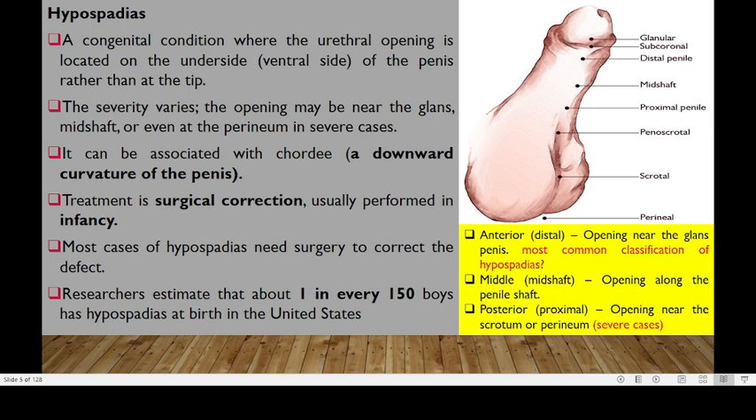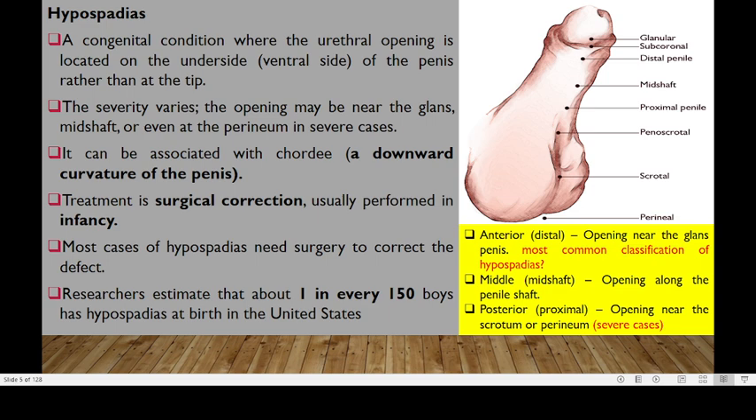Okay, now allow us to look at some of the individual conditions, starting with hypospadias, right? So this is a congenital condition where the urethral opening is located on the underside, the ventral side of the penis, rather than at the tip. The severity of this condition normally varies. The opening may be near the glans, in the mid shaft, or even at the perineum in severe cases. I think we have tried to highlight it on the right side of the presentation.